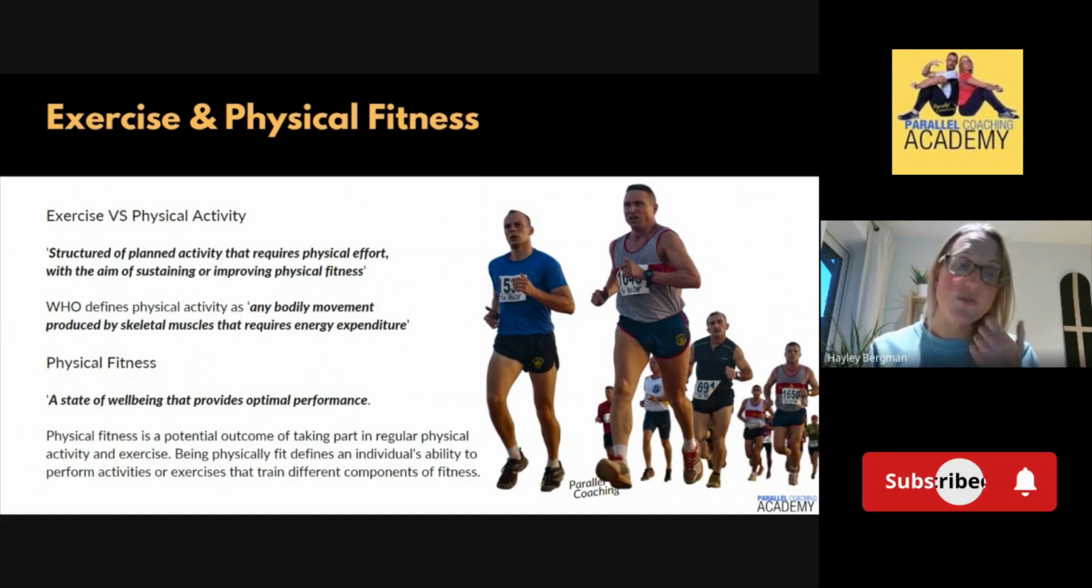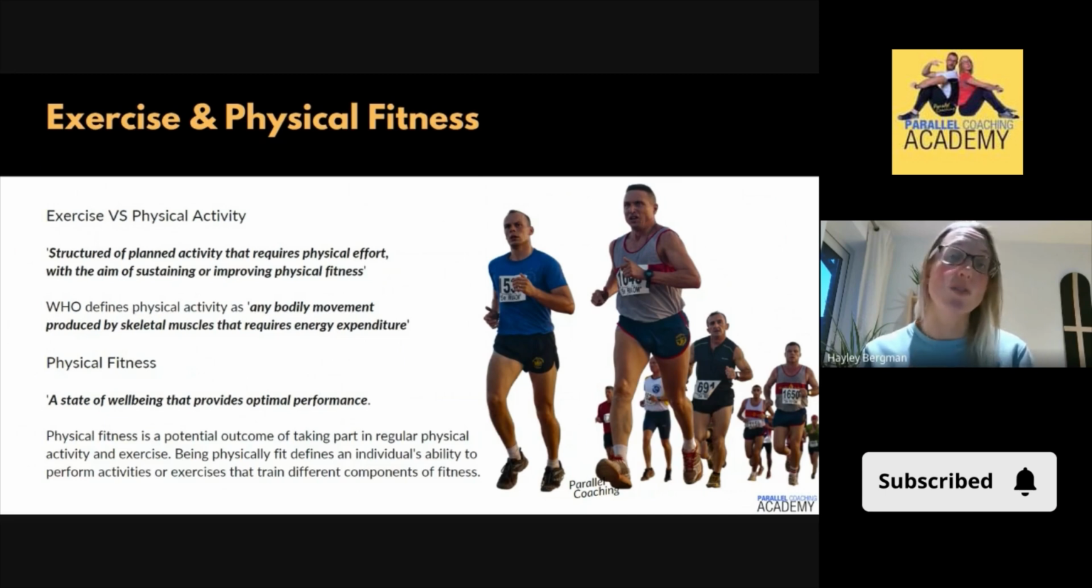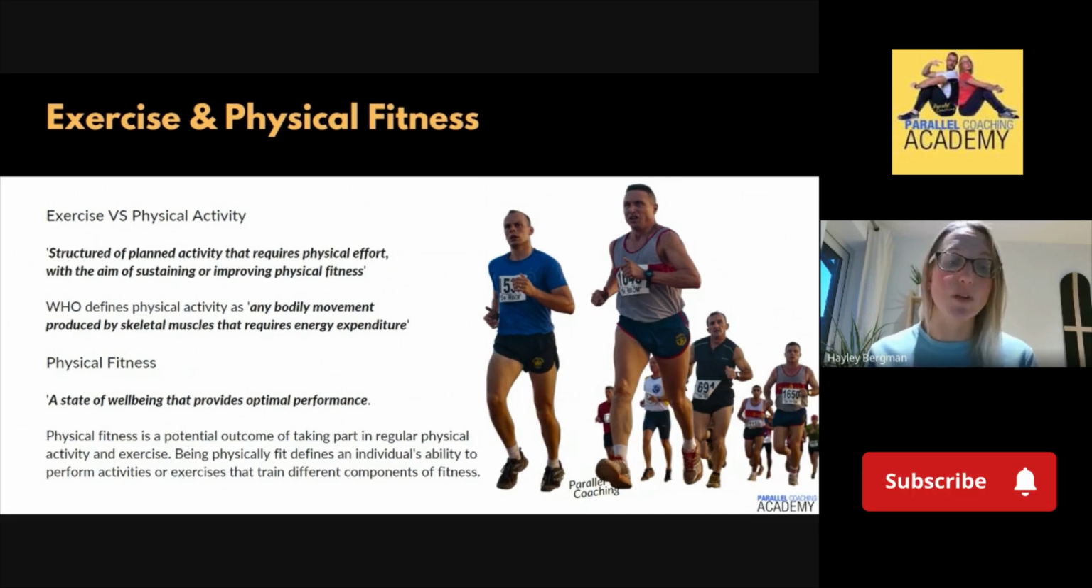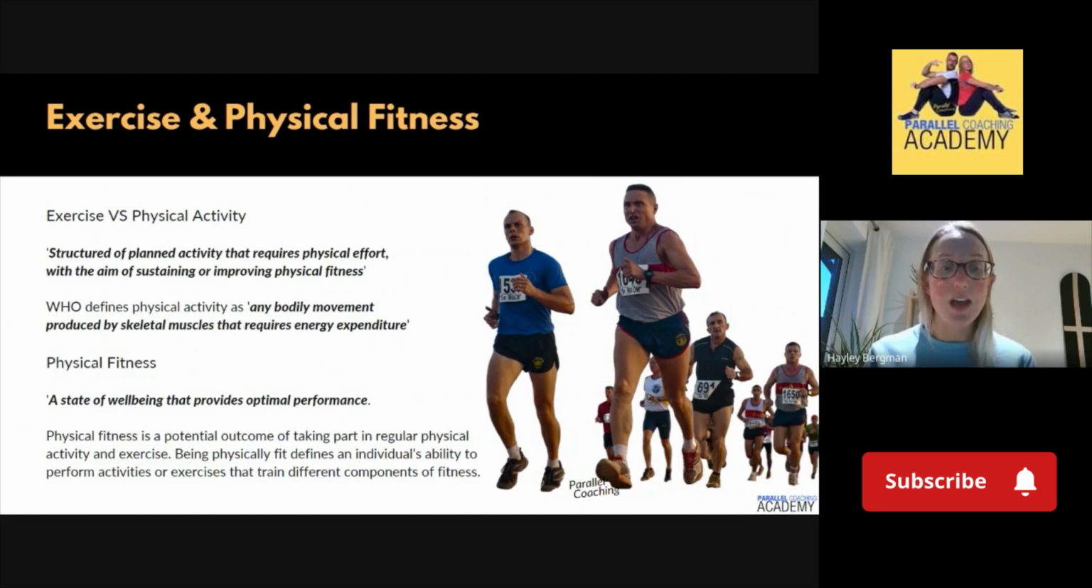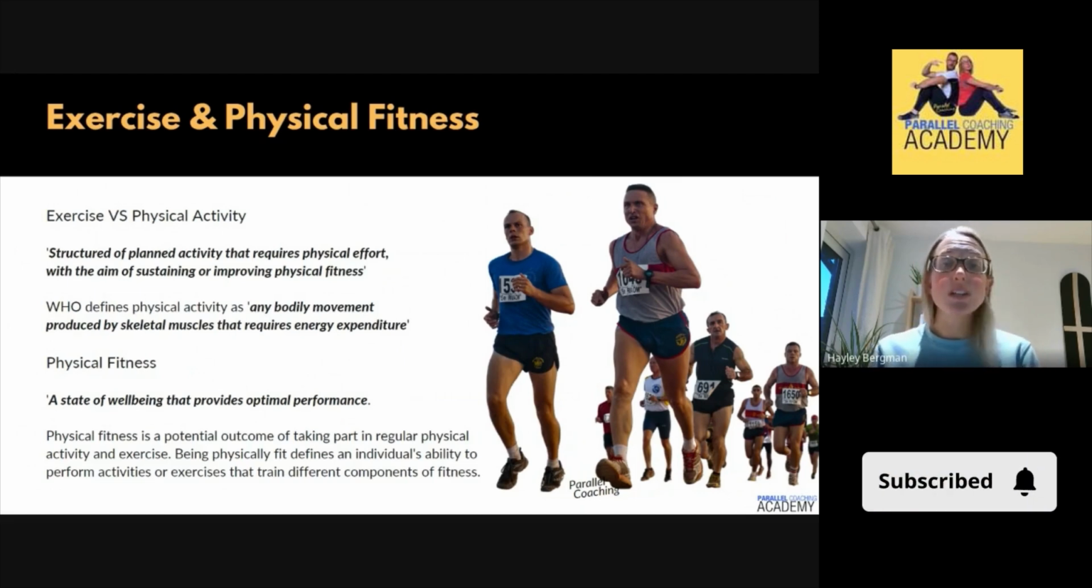Whereas who defines physical activity? That's the World Health Organization, which defines it as any bodily movement produced by skeletal muscles that requires energy expenditure. So you've got this difference already. They're quite similar. They sound a little bit wordy, but essentially they're talking about physical effort, the thing of doing something, doing a planned activity, something with structure that has an energy expenditure associated to it.